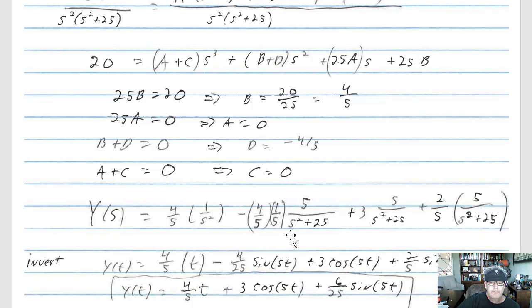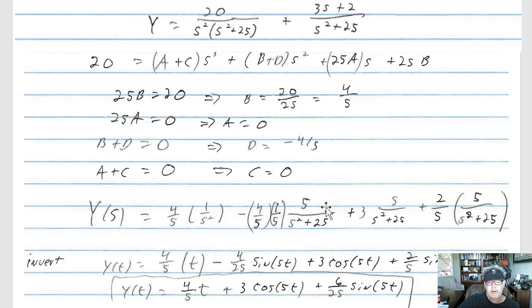Minus 4/5 s squared divided by s squared plus 25. So that was just from this. And then this fraction I didn't do anything with, but I'll split it into 2, like before over here. So I've got the 3 times s is right here. 2 divided by s squared plus 25.